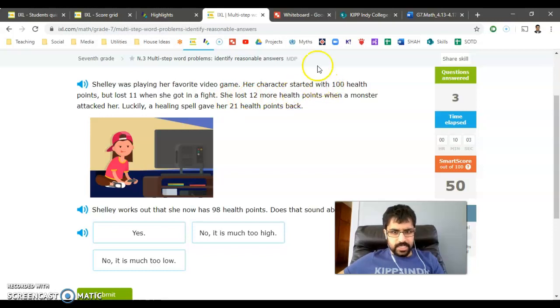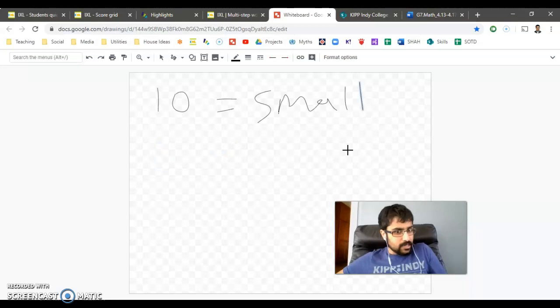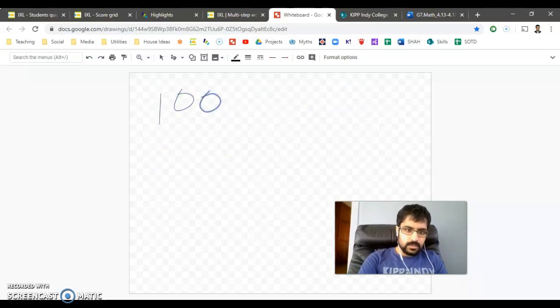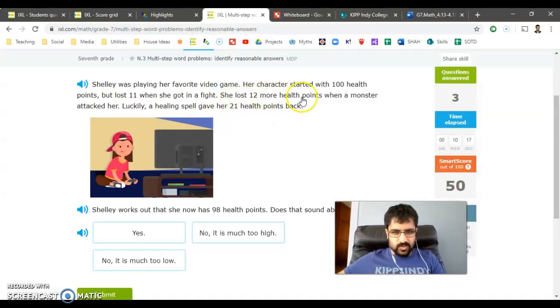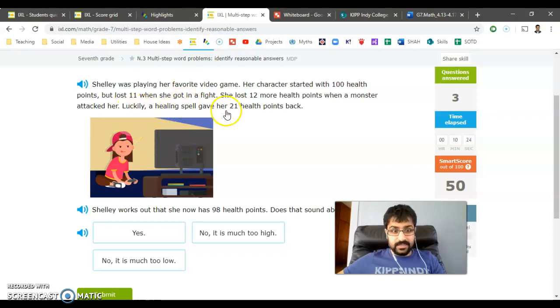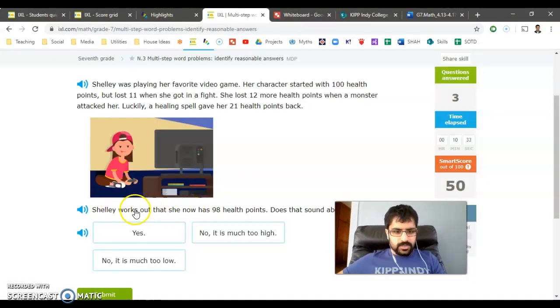Okay, so she had 100, but then she lost 11. I'm going to round that down to about 10. Start off with 100, and then she lost 10 in a fight. Come on, Shelly, do better. When she lost 12 more when a monster attacked her, I could round that down to 10 again. And then a healing spell gave her 21 health points back, so I would round that down to about 20. She thinks she has about 98 health points.